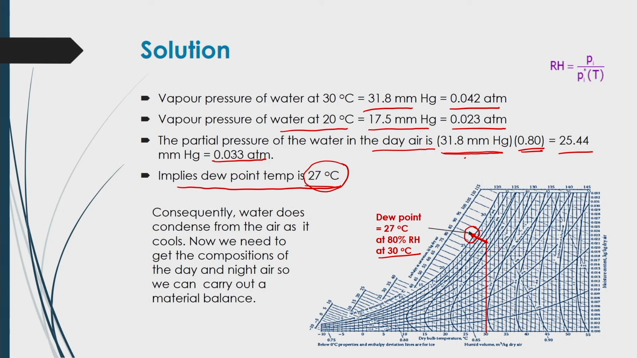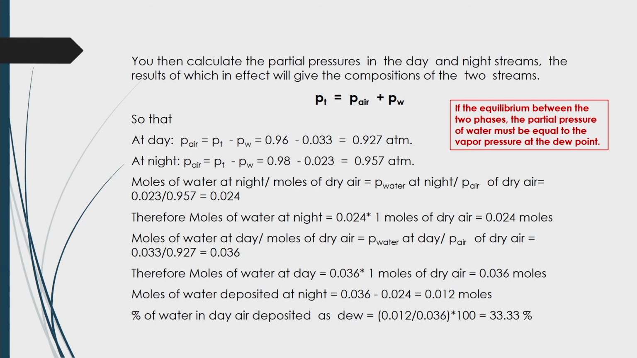Now, consequently you can say that water does condense from the air as it cools. Now, we need to get the compositions of the dry day and night air. So, we can carry out a material balance there. You then calculate the partial pressures in the day and night streams, the result of which in effect will give the composition of the two streams. So, here we know that total pressure will be equal to what? Partial pressure of air plus partial pressure of water vapor.